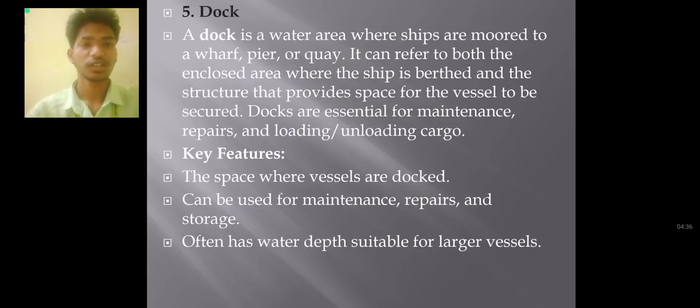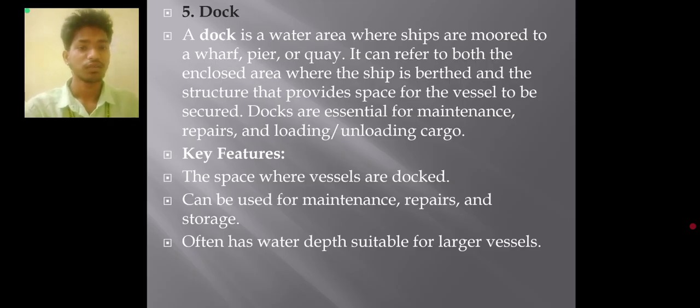Now we can see the dock. Fifth one. A dock is a water area where ships are moored to a wharf, pier or quay. It can refer to both the enclosed area where the ship is berthed, and the structure that provides space for the vessels to be secured. That means a dock is where the vessels are stored. It is called a dock.